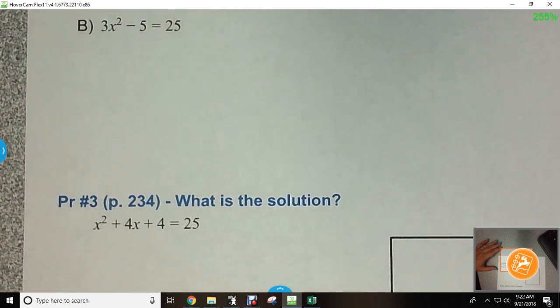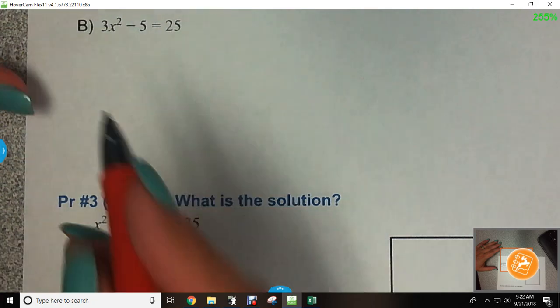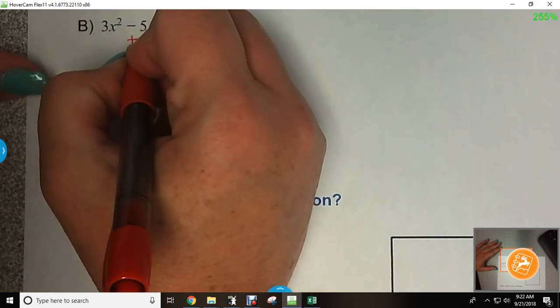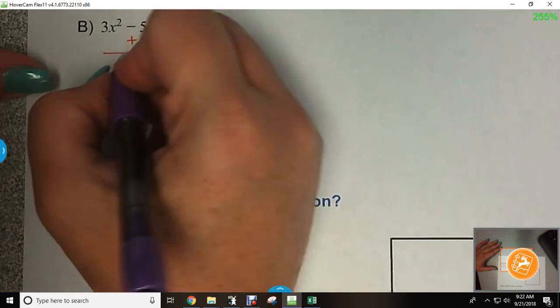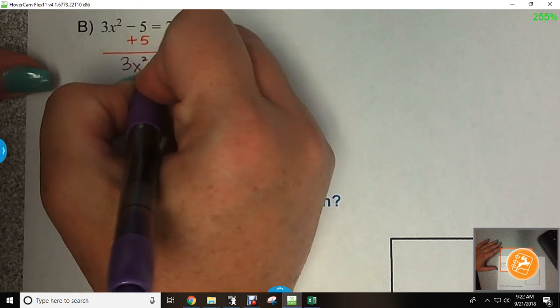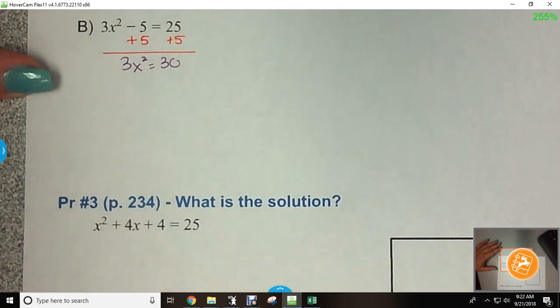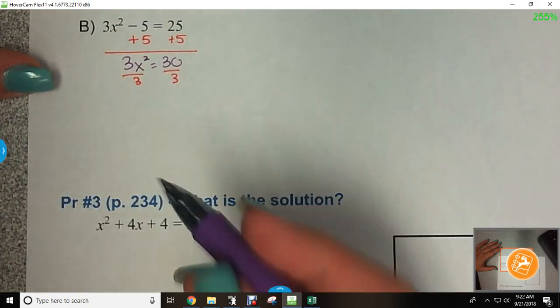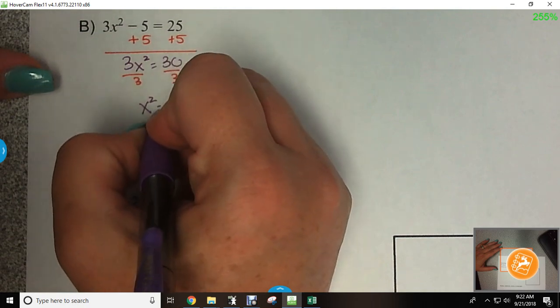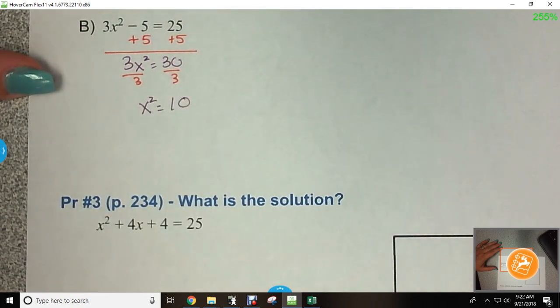Try to get the x squared all by itself and then use the square root property. So pause the video, work it out, come back, and check it with mine. The first thing I'm going to do to get x squared by itself is add 5 to both sides. So 3x squared equals 30. When I divide both sides by 3, I don't get a fraction this time. I get another whole number, so we're good. So x squared equals 10.